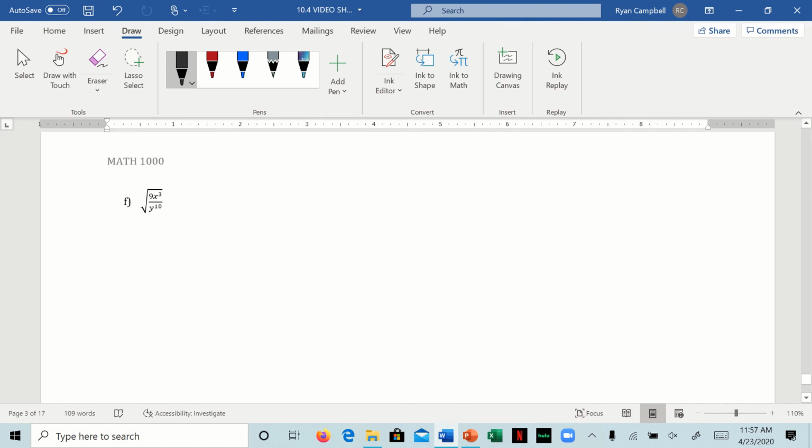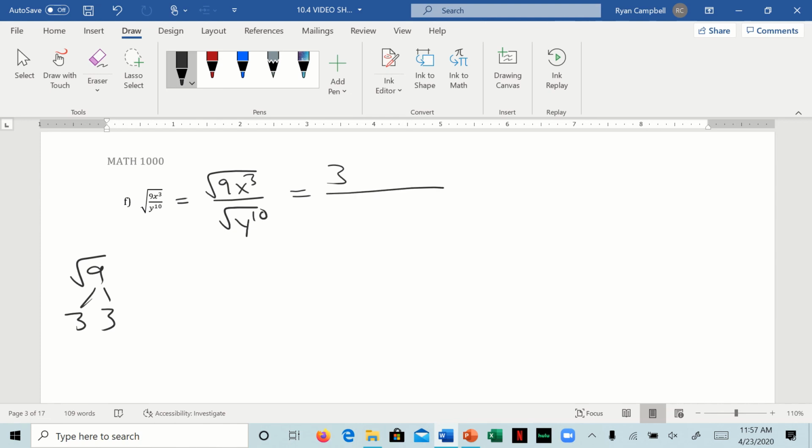All right, let's look at this one. So we get the square root of 9x cubed y to the 10th. So since nothing can simplify inside, we can just kind of think of it as separating them. So the square root of 9 is 3, because that's just 3 and 3. Let's look at the bottom. So the square root of y to the 10th, that's just y of 10 divided by 2, which is y to the 5th, is going to be on the bottom.